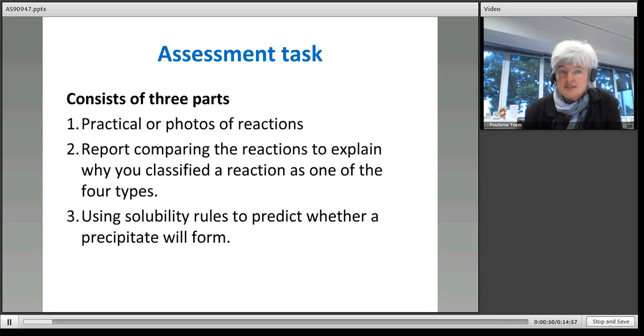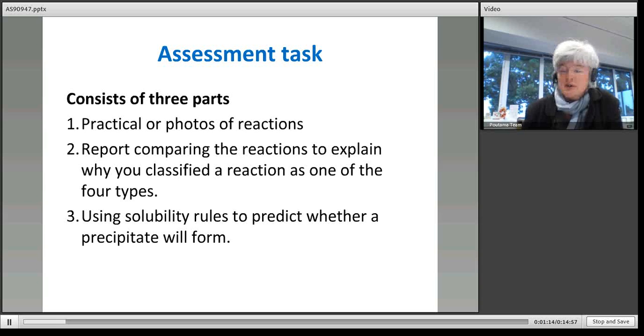The first task is you either carry out a whole series of reactions to investigate those reactions, or you'll be given photos. You can ask your teacher which type you would like, depending on whether you've got access to the equipment or not. So you'll either have photos to look at, to analyze the reactions, or you'll be doing them yourself. It's always more fun doing your own reactions.